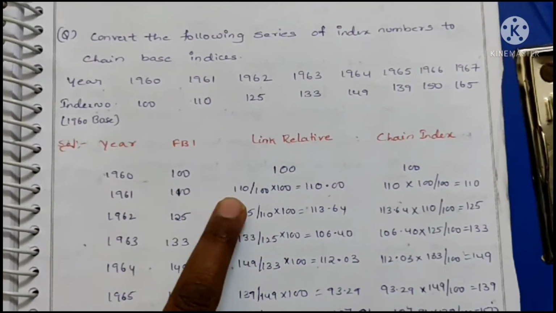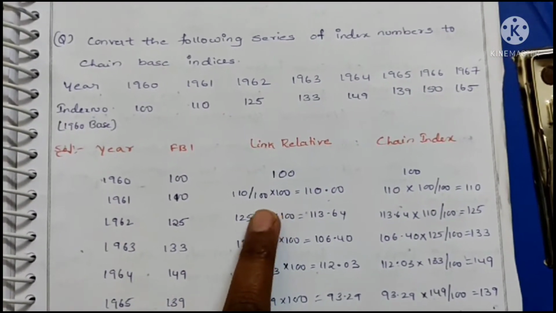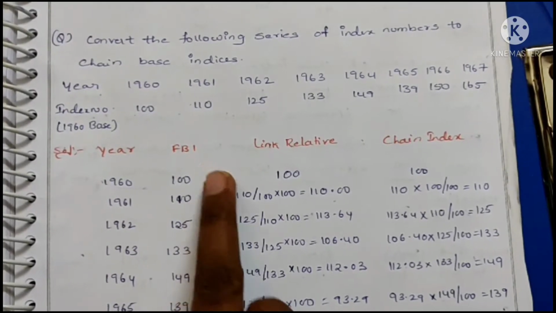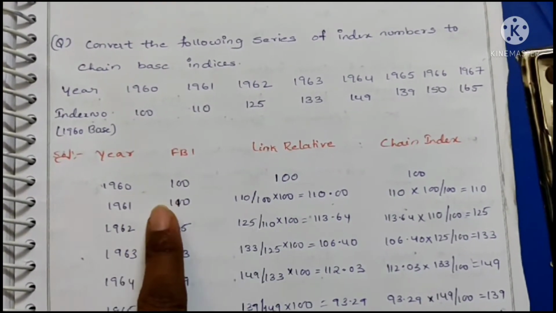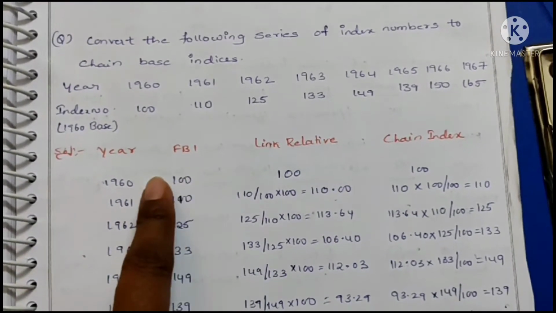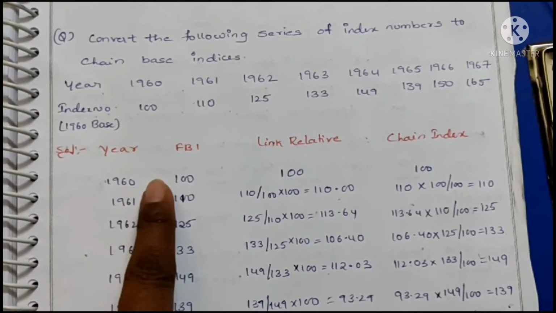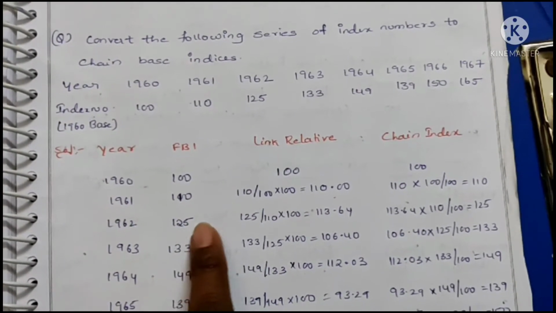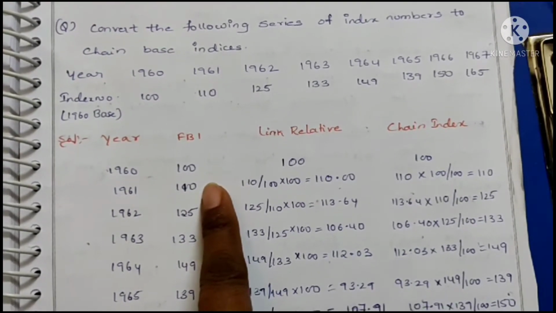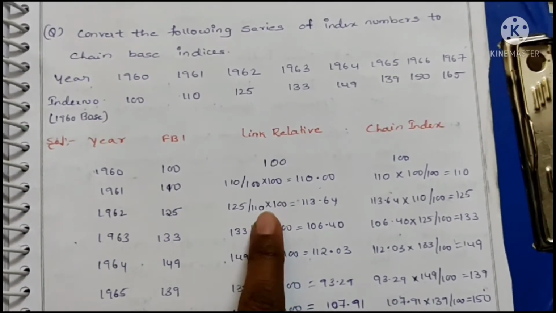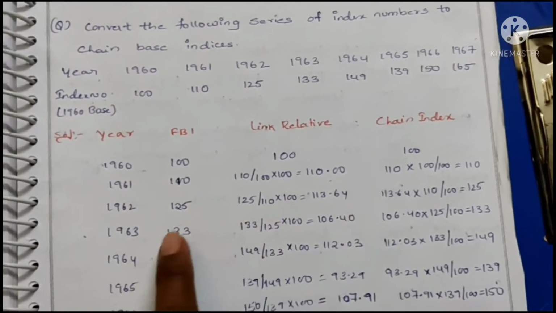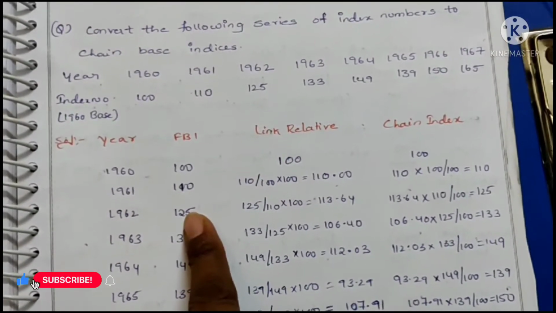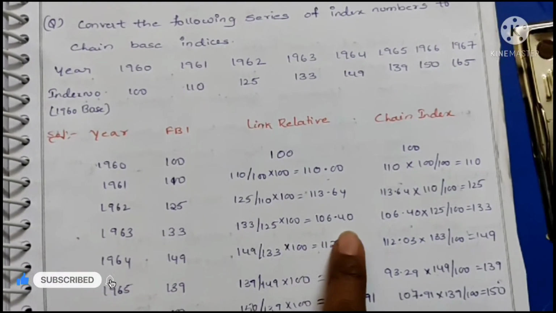Now from the second year we have to calculate. Current year fixed base index 110 divided by previous year fixed base index 100, into 100. So you get 110. Next, current year fixed base index 125 divided by previous year 110, into 100, so 113.64. Next, 133 divided by 125 into 100, so we got 106.40.